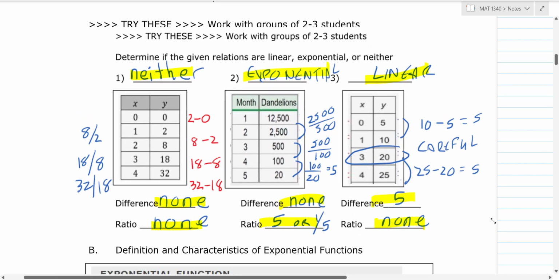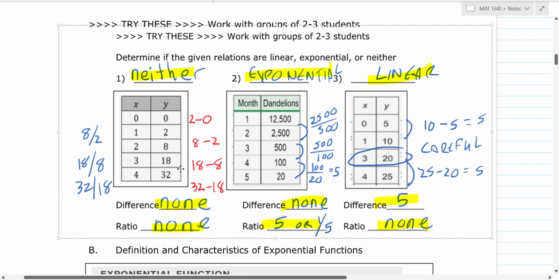I maybe didn't catch something on that last one, but this first one, you can see the differences are all different. 32 minus 8, all those differences are not the same. The ratios are not the same, so I just did 32 over 18, 18 over 8, 8 over 2. If you have to use your calculator and turn those to decimals, you could, but they're all different. So that one is neither linear nor exponential, okay?